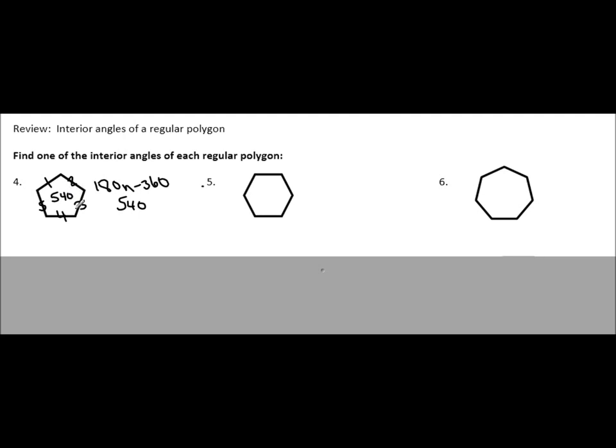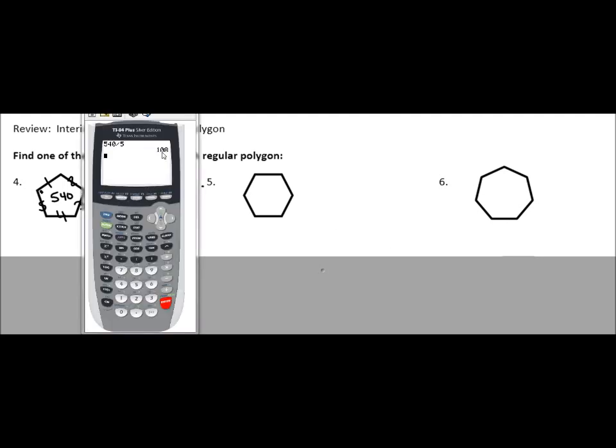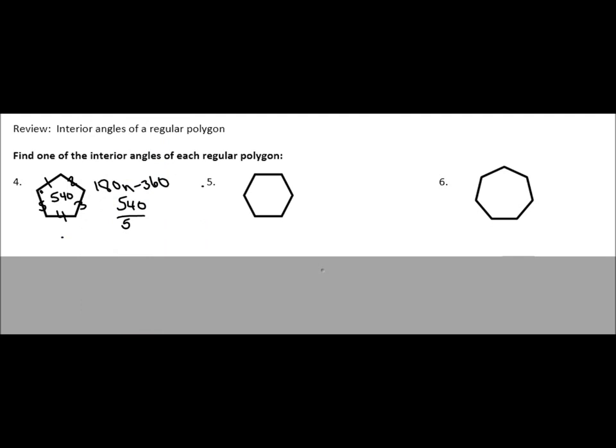Now I need to figure out what just one of them is. So this angle right here, maybe. Then I would divide the total angle measures by the number of sides. So 540 divided by 5 gives me a total of 108 degrees for each angle. So I can say this angle right here is 108 degrees.